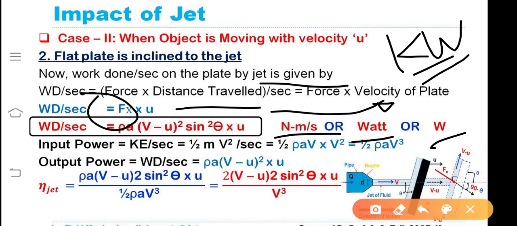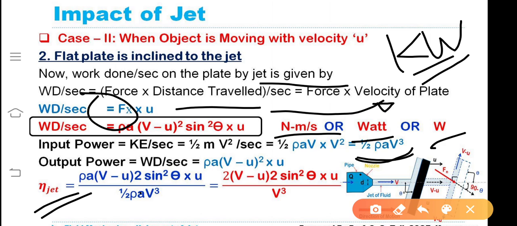Now, input power we can find out as kinetic energy per second, that is half m v squared, equal to half rho A V multiplied by V squared, equal to half rho A V cube. Output power is rho A whole multiplied by (V minus U) whole squared multiplied by U. Therefore, efficiency of the jet is equal to rho A whole multiplied by (V minus U) whole squared. This is not multiplied by 2. Remember it. Sometimes it looks like it is multiplied. It is not multiplied. It is a power.